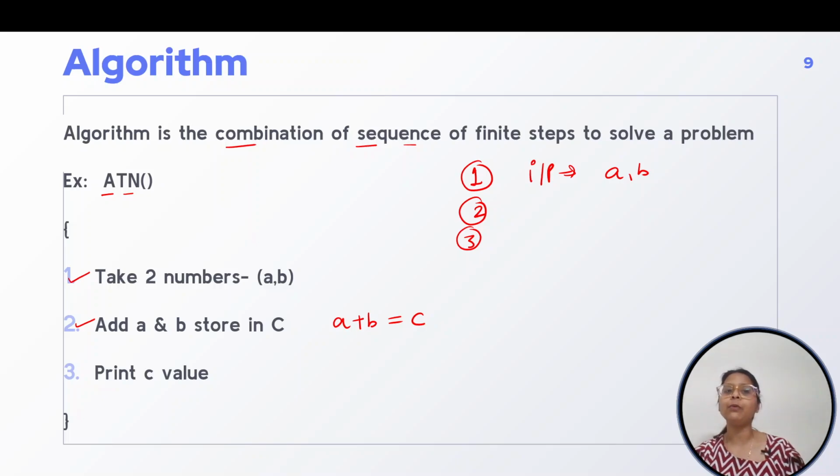Last one is that if you are writing an algorithm for any problem, you need to come out with a solution. You need to come out with an output. So output is also there, which is C. So all the 5 characteristics are fulfilled with this particular example, addition of two numbers. So this is how you can write an algorithm for simple problems as well as complex problems.